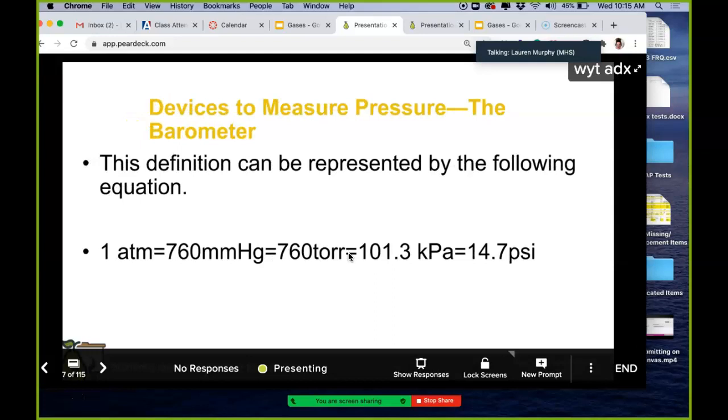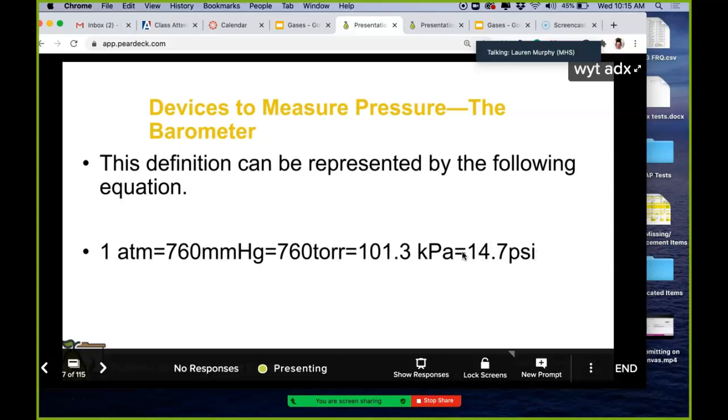low pressure. Okay, so there are some conversion factors. 1 atmosphere is 760 millimeters of mercury, which is the same thing as 760 torr, and it's the same thing as 101.3 kilopascals. And then this sad little unit down here is PSI. It stands for pounds per square inch, and it's the English version of pressure.